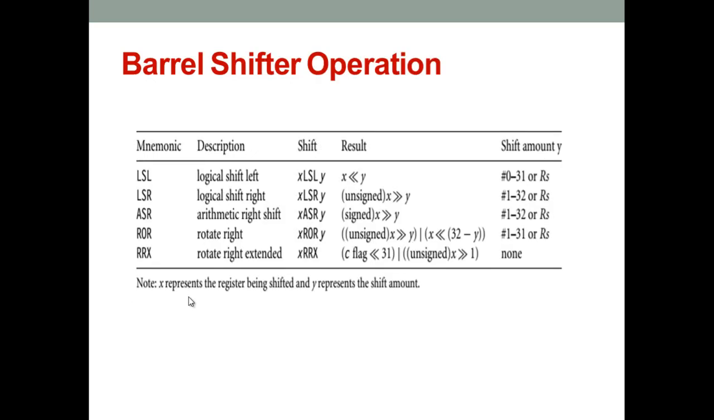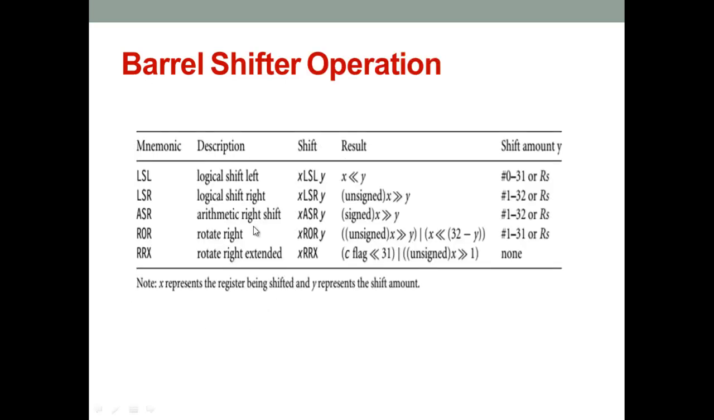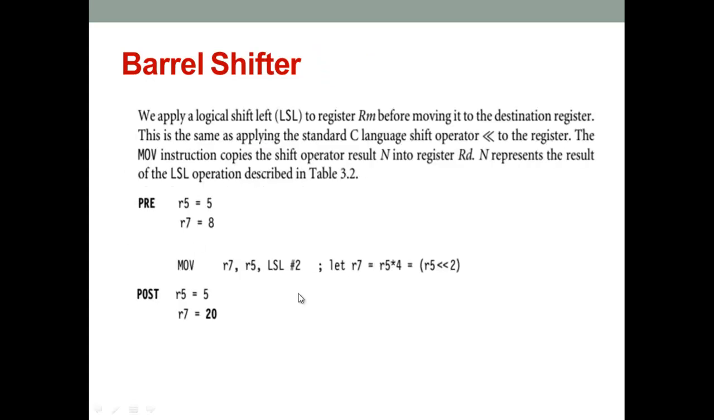Here are the barrel shifting operations we can do. I have five barrel shifting operations: logical shift left, logical shift right, arithmetic shift right, rotate right, and rotate right with extend. These are the basic barrel shifting operations you have. We saw the example of logical shift left, and you can use any of these as pre-processing operations.